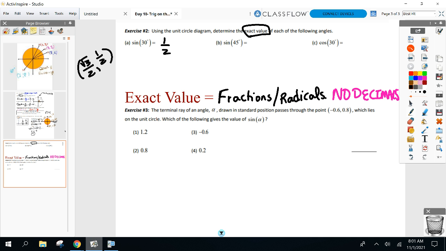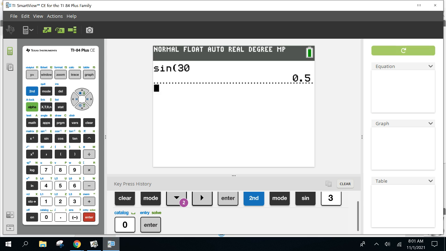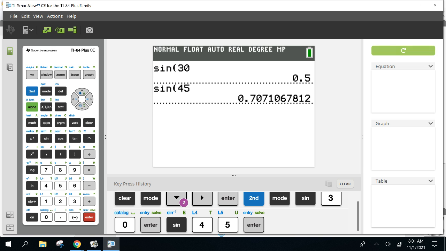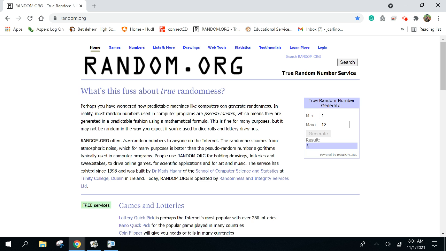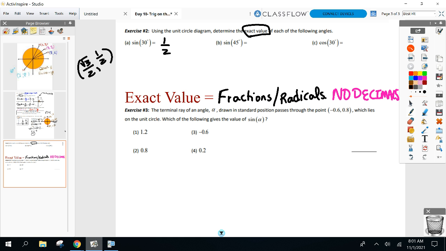Sine of 45. And again, it's not going to do you any good to use the calculator, because I don't want that. That's not exact value. I told you that. No decimals. That's why I've got to know the coordinate at 45. Again, what's the coordinate at 45? Oh, come on. What are you looking back for? We should know this already. Same x, same y.